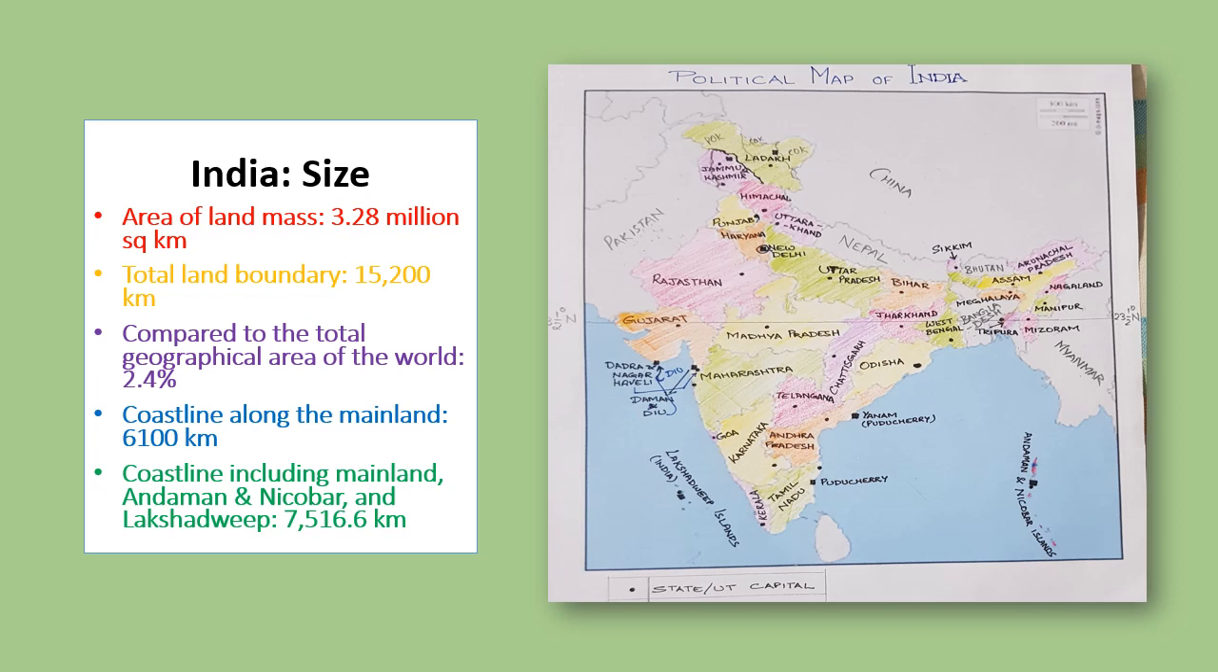So when we are talking about the boundary, it is basically the perimeter of our country. So it is 15,200 kilometers, and whereas the area is 3.28 million square kilometer. Now, this land area that India occupies in the entire world amounts to 2.4% of the land, and India is the seventh largest country in the world as per the land, if you take into consideration.